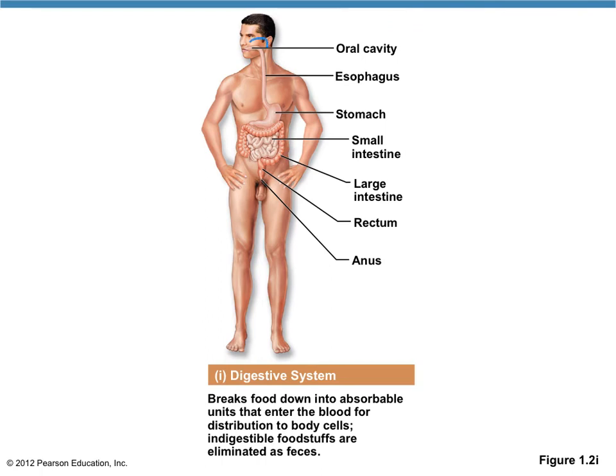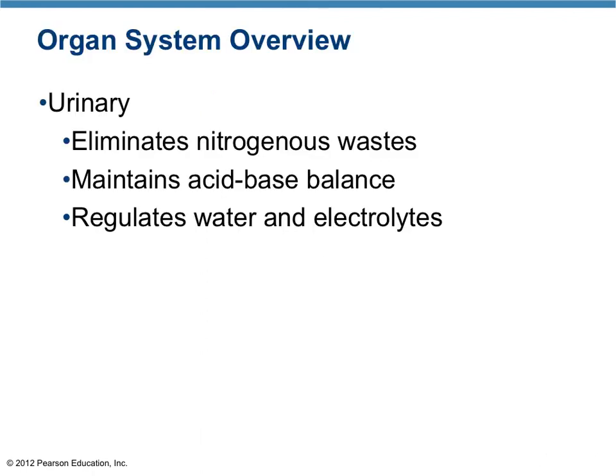The digestive system is essentially a tube that goes all the way through your body. It starts in the oral cavity, and then food travels through the esophagus to your stomach, where digestion begins. Digestion continues in the small intestine. The other thing the small intestine does is absorb nutrients. And then the large intestine is where water is collected and feces are formed, and then they can be eliminated from the body.